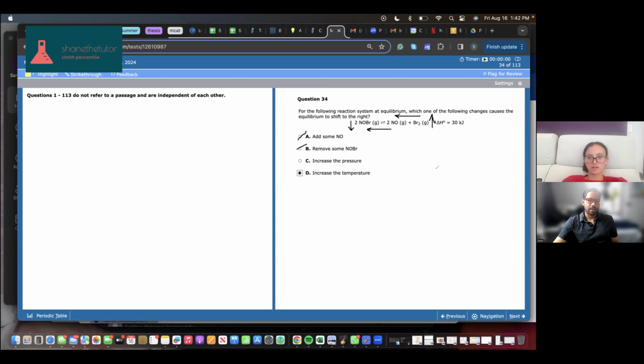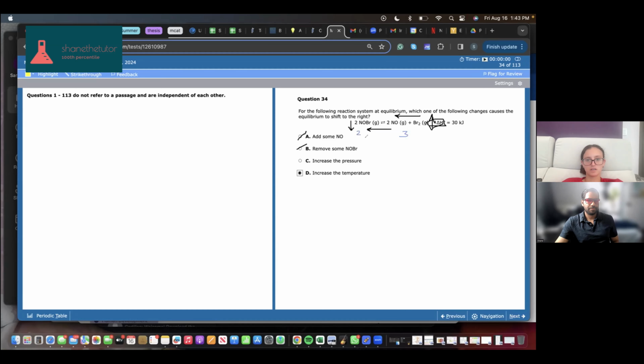Pressure, but this is H, so it's heat, not pressure. The thing with pressure is, if we have gases, which we do, you count the number of moles of gases on either side. We have 2 moles of gases on the left, 3 moles of gases on the right. So if you increase the pressure, it would go to the left, right?